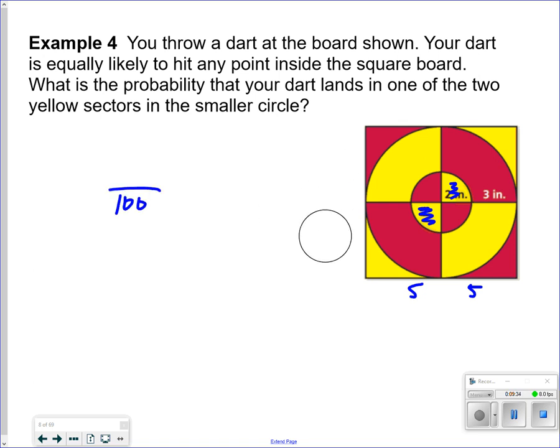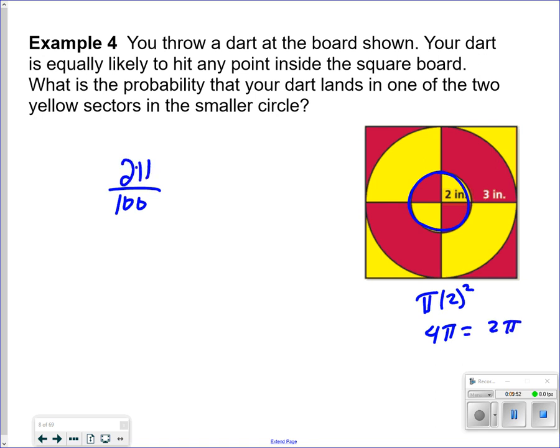Now let's find just the area of the circle that I consider to be a favorable outcome. Area of a circle is pi r squared. So the area of that whole circle here is 4 pi. And so the area of just half the circle would be 2 pi. So we're talking about a favorable outcome of 2 pi divided by 100. So now let's actually find what 2 pi is.